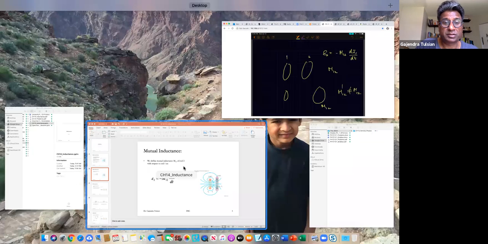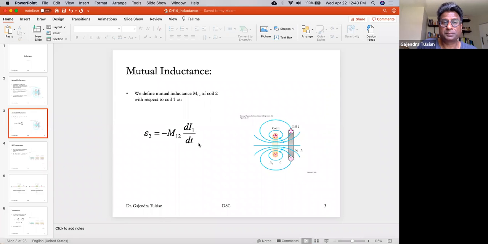So that's what that is. Okay, so it's a proportionality constant, and it tells you what is the induced EMF in circuit 2 when you're changing currents in circuit 1. All right, now can anybody tell me the following?